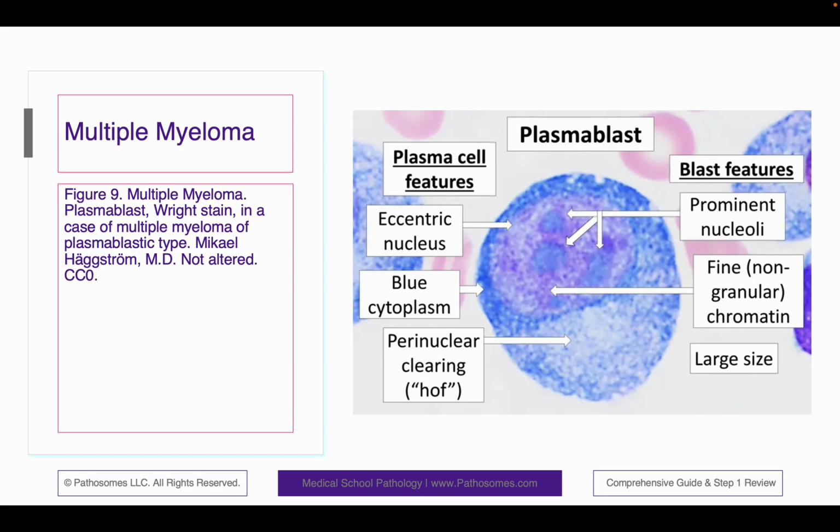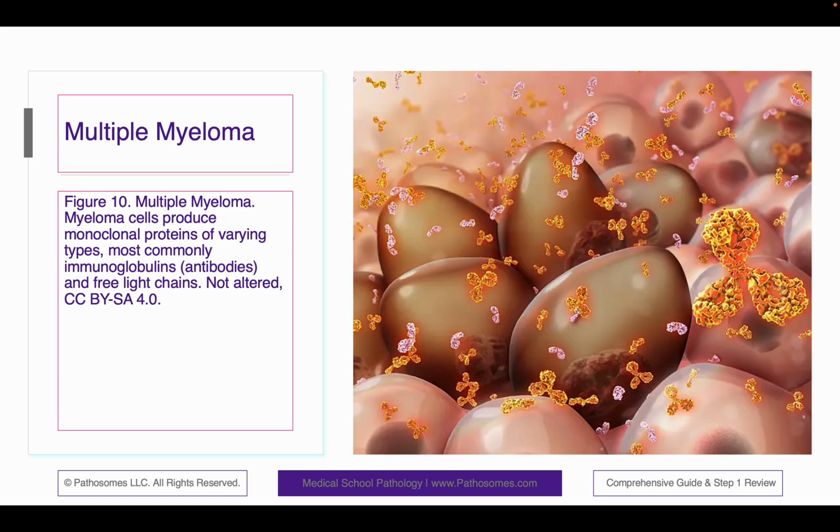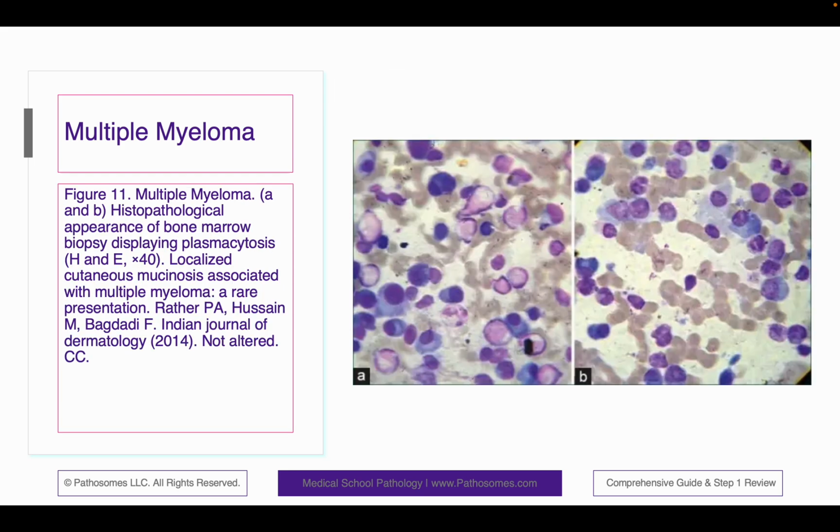Regarding multiple myeloma, you need to definitely know what a plasma cell looks like, okay? So I'm sure you know at this point. And keep in mind that myeloma cells produce monoclonal proteins of varying types, most commonly immunoglobulins and free light chains, but they don't function properly. That's why patients are at increased risk of infections. Can you point out the neoplastic plasma cells? We're making sure you know what they look like.